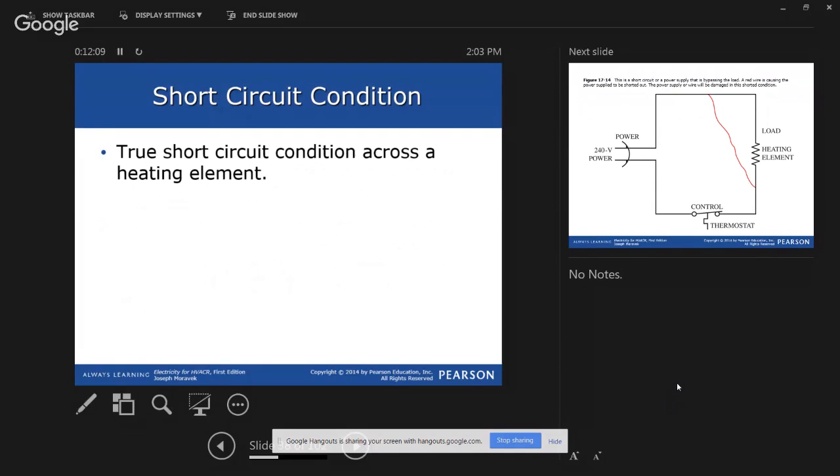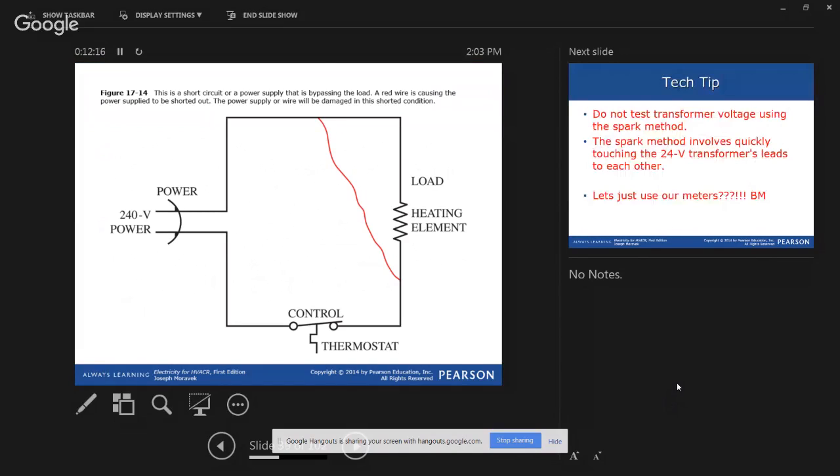Short circuit condition. A true short circuit condition across the heating element follows right here. This super handy red wire is just jumping around the load. We will still have a circuit there, and there may even be some resistance in it, depending on where it is in the system, but that's clearly a short circuit. We're shorting the circuit around the load. Keep this picture in mind.